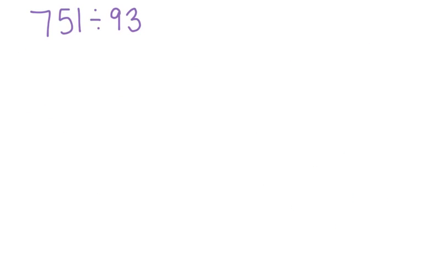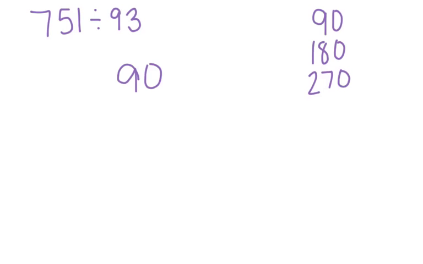751 divided by 93. Go ahead and pause and try to do this on your own. All right. 93. I know that you really want to round that to 100, but to help us out, we are just going to round that to be 90. When I think about my multiples of 90, I'm thinking about my multiples of 9, and I am adding a 0. I'm listing them all out, either in my head or on a piece of paper, until I figure out how close to 751 I can get.